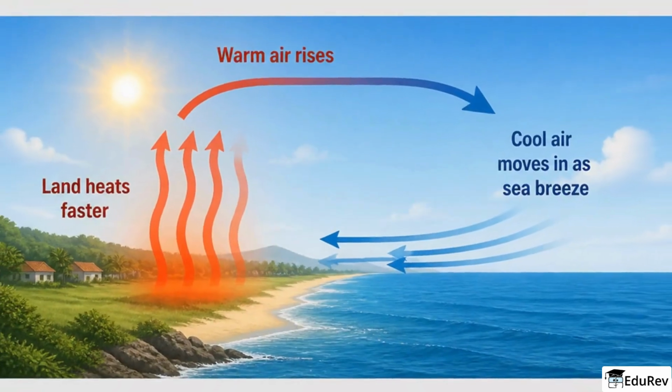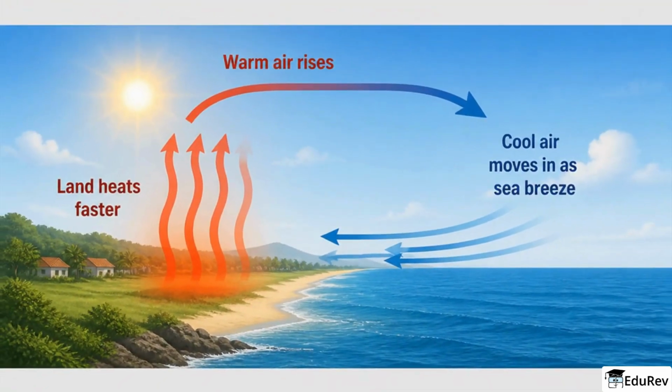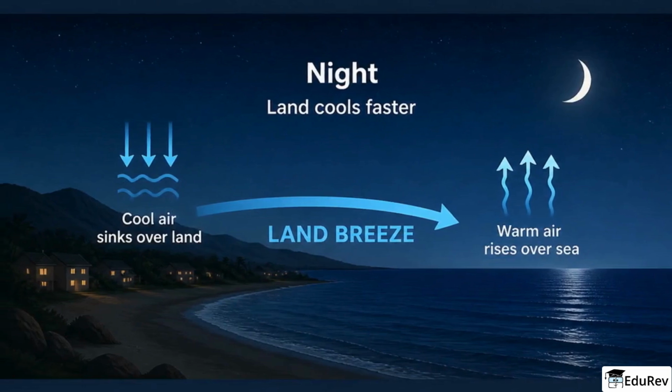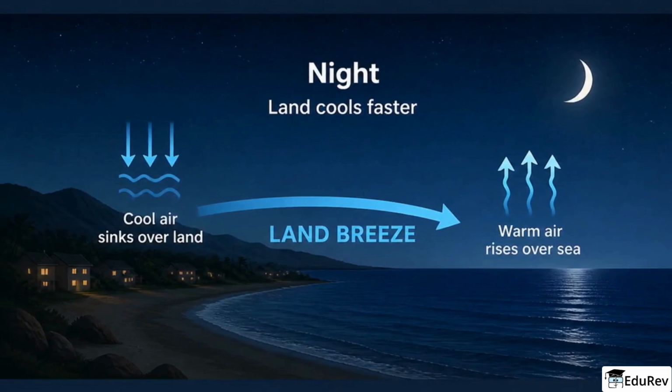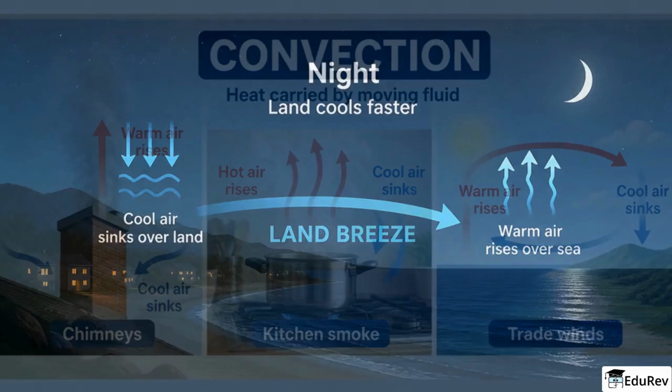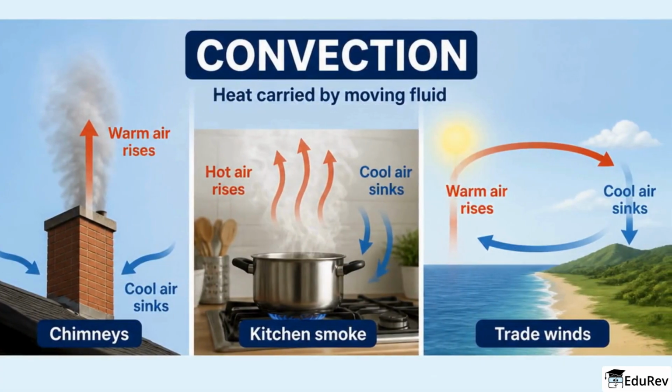During the day, land heats faster than the sea. The warm air above land rises, and cooler air from the sea moves in as a sea breeze. At night, the land cools faster, and the flow reverses to make a land breeze. Convection also explains chimneys, kitchen smoke rising, and large patterns like trade winds.